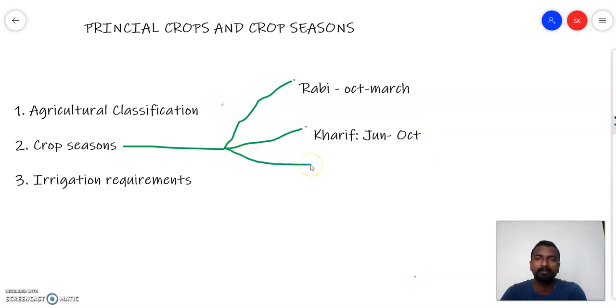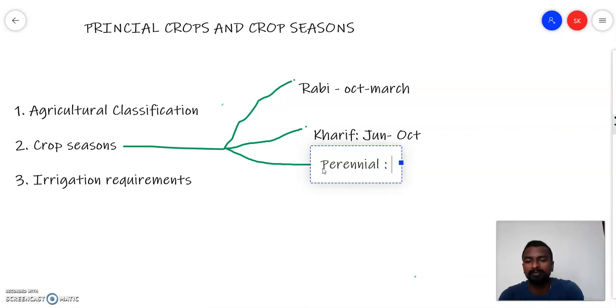Apart from these, there are a few more types that we can add, like perennial. So we will add here perennial crop. Now in case of perennial, these are crops which generally require irrigation throughout the year, so they are called perennial crops. I'll mention that generally the irrigation requirement is throughout the year.